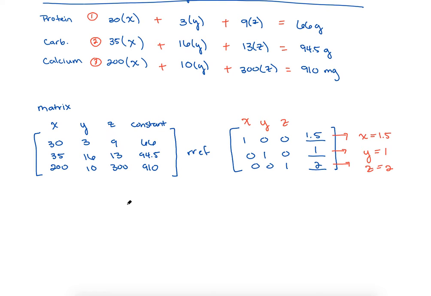So what this tells us is that we need to give our patient 1.5 servings of chicken, 1 serving of corn, and 2 servings of milk. If we do this, our patient will get the correct amount of protein, carbs, and calcium.